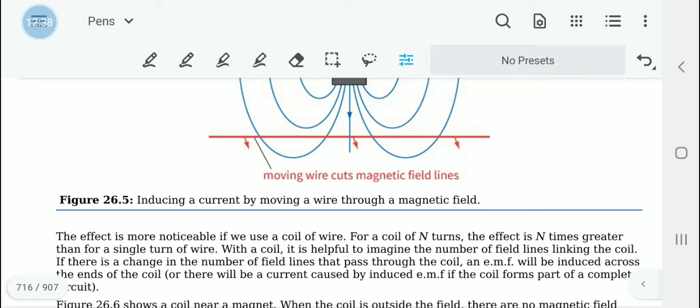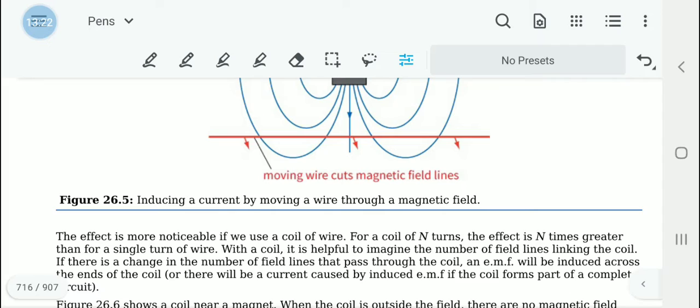If we use a coil of wires, for a coil of n turns, the effect is n times greater than a single wire. Right? So that is obvious. Now I'm just making an assumption. If a single wire makes a current of 0.1 ampere flow, then if it is 2 turns, it would be 0.2 amperes. If it is 10, it would be 1 ampere. If it is 100 turns, then it would be 10 amperes, something like that. So you need to understand that the higher the number of turns, the higher the effect. That means there would be 100 wires moving at a particular given instant.